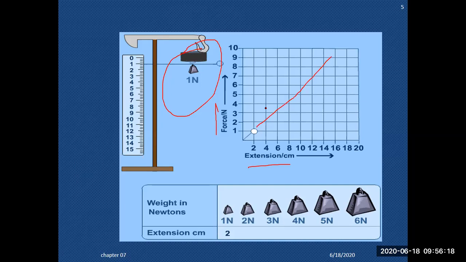This straight line shows that when we increase the stress within the elastic limit, the strain, or extension, which is measured with the help of the scale, also increases.